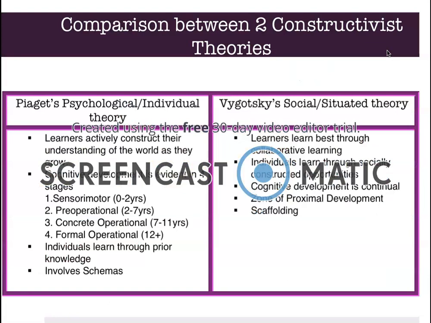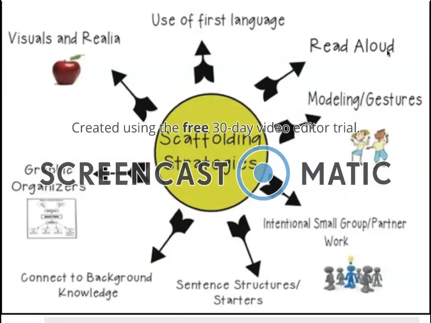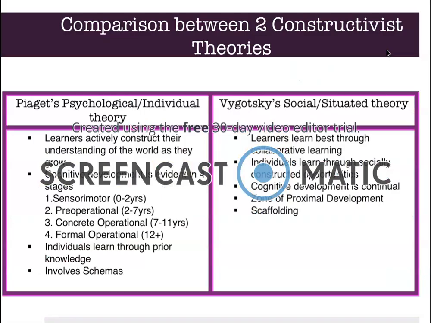Vygotsky's social theory believes that individuals learn through socially constructed opportunities. Cognitive development is continual. He also believes that it involves the zone of proximal development and scaffolding, which we can see over here. Here are some scaffolding strategies. Piaget's theory also suggests that individuals learn through prior knowledge, and it also involves schemas.